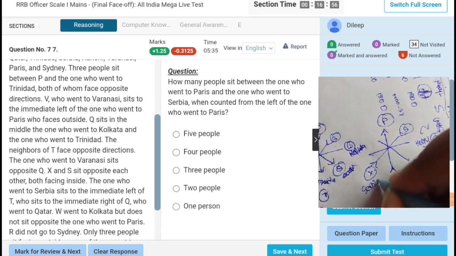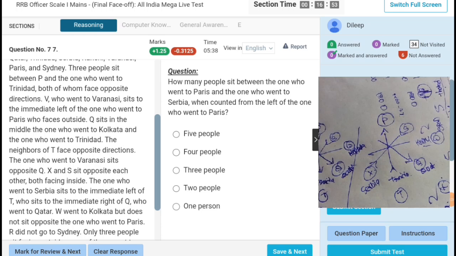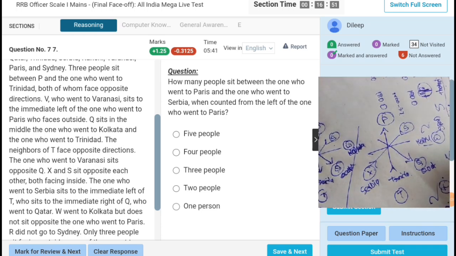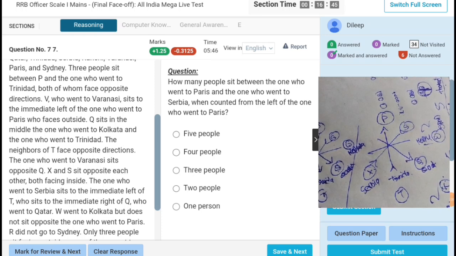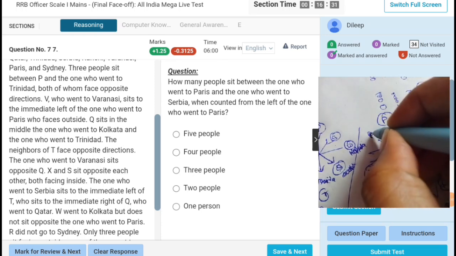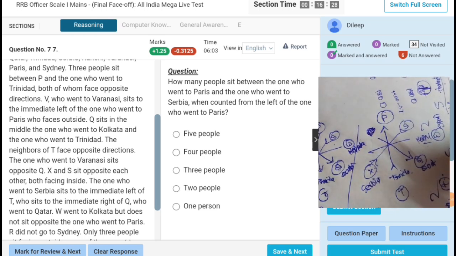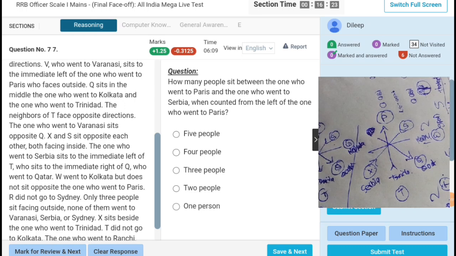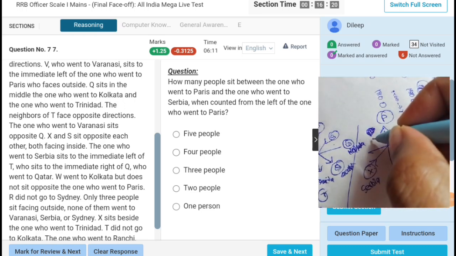Serbia. Immediate right of Q and T face opposite direction, and V, Varanasi, sits immediate left of Paris. So V is Varanasi, which sits immediate left of the Paris. Q is V is one as a mid.